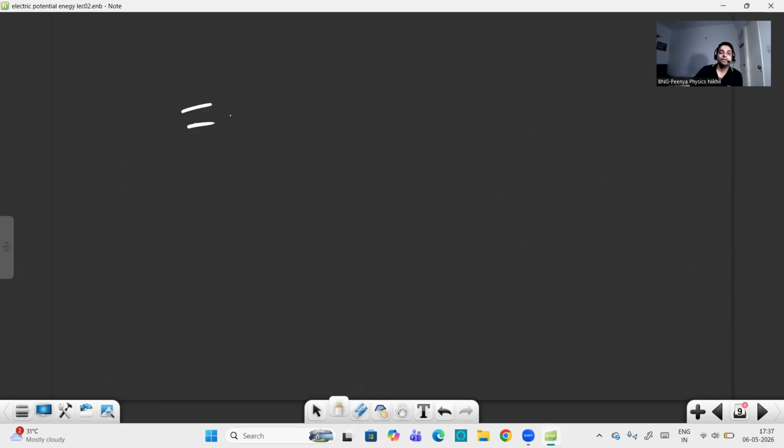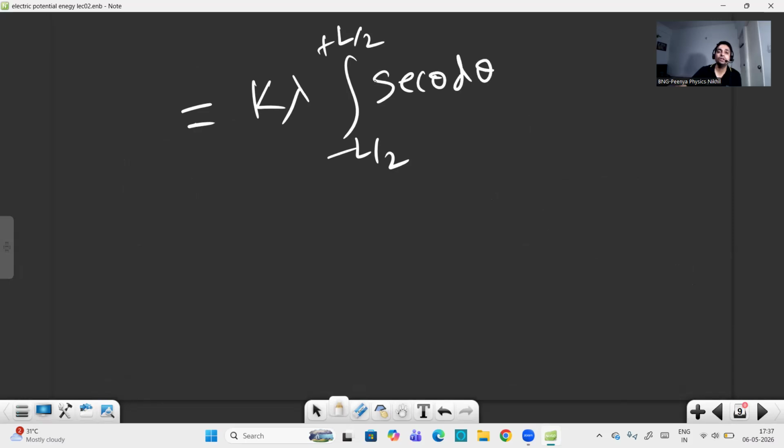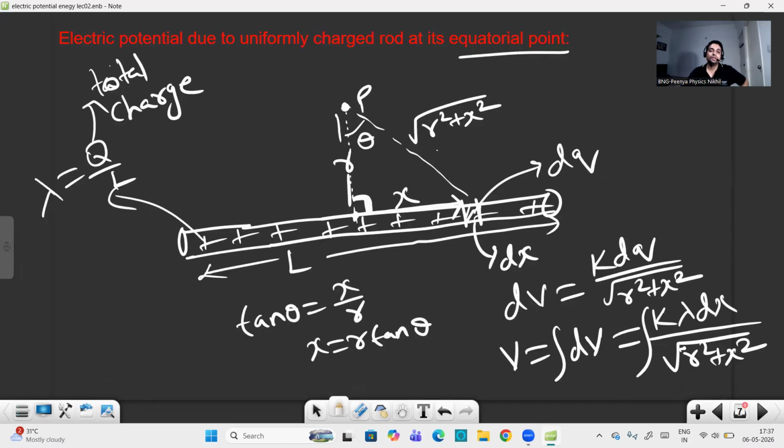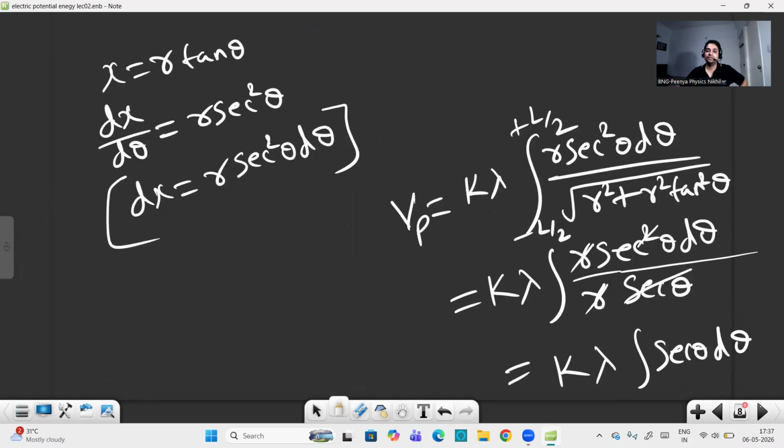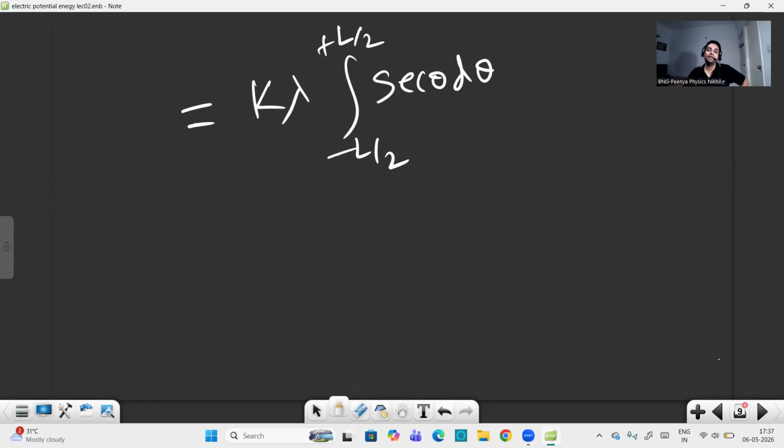Now here, k lambda, limits are minus L by 2 to plus L by 2, and here secant theta d theta. We cannot put the L by 2 in theta. Why? Because this is the limit of x. x is changing from minus L by 2 to plus L by 2. So again, we have to convert secant theta into x form. How will we convert? As we know the triangle here, how can I write secant theta? First we cannot directly put secant theta, so first we will integrate secant theta.